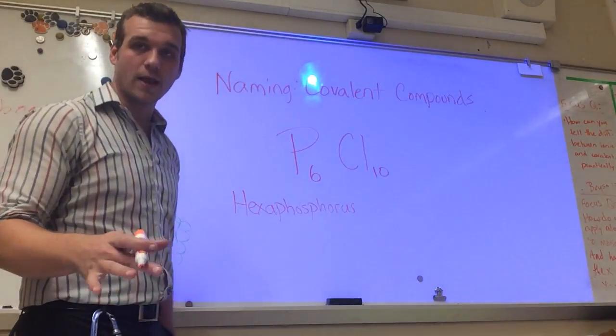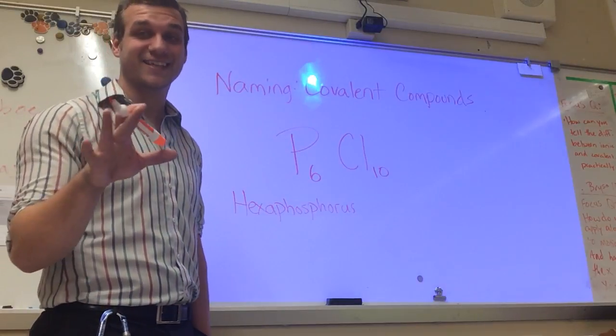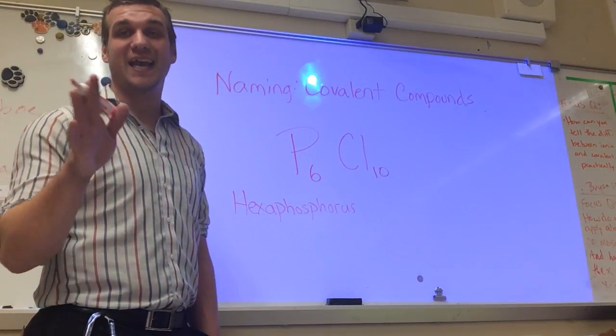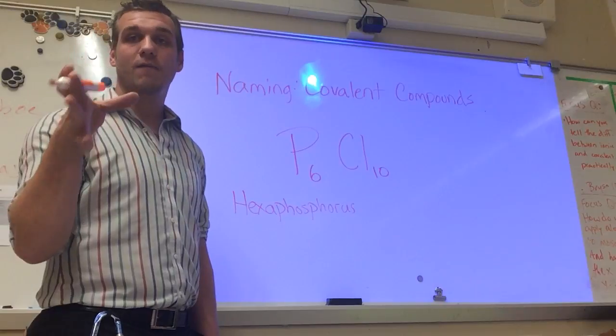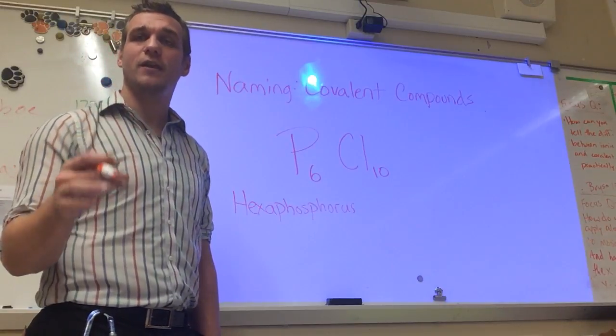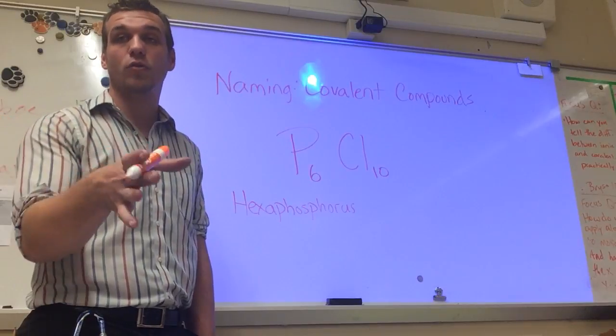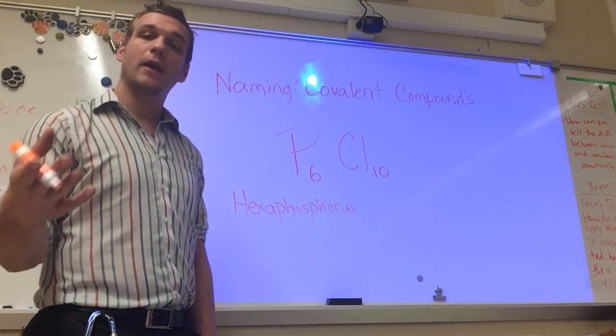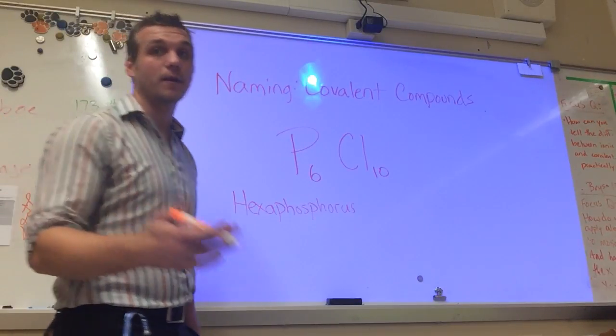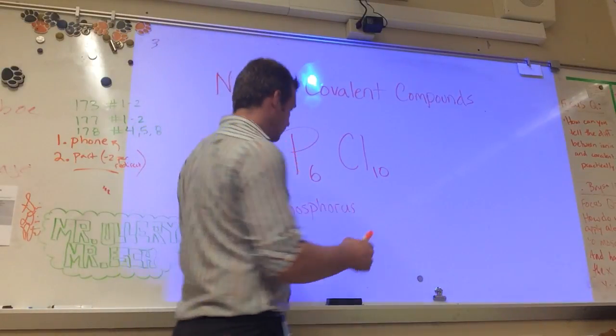Hopefully you stayed with me on that. It's not a 2, it's P6Cl10. So therefore it's hexa, meaning 6, phosphorus. And then you have 10 chlorines. So the ending, chlorine, changes to IDE, chloride. And how many do we have? We have 10. 10 means deca, or deca means 10.